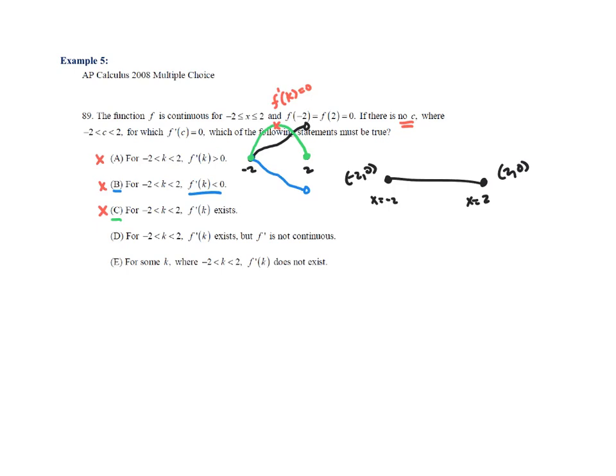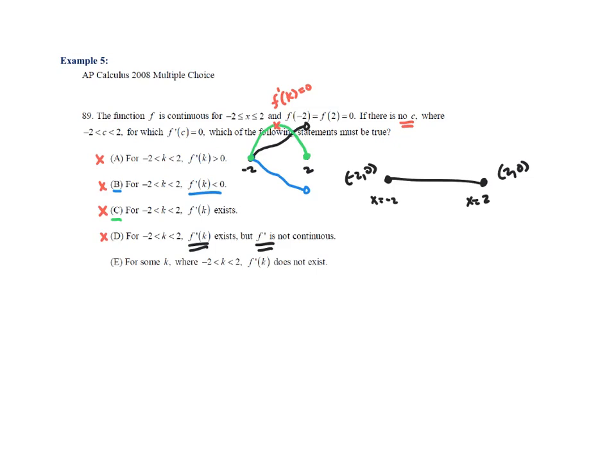How about part D? Let's do D in yellow. For a k value between -2 and 2, the derivative exists, but f prime is not continuous. That actually is in direct conflict with its own comment. F prime at k cannot exist and also not be continuous. Okay, so that's going to be out just because of the dichotomy going on there.